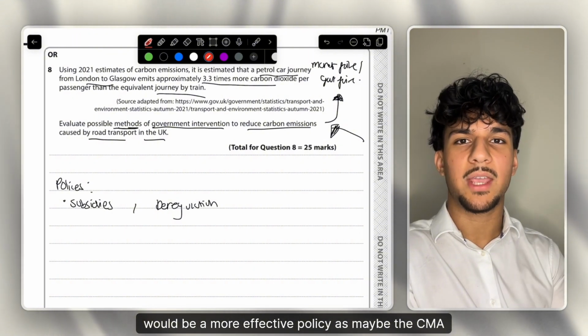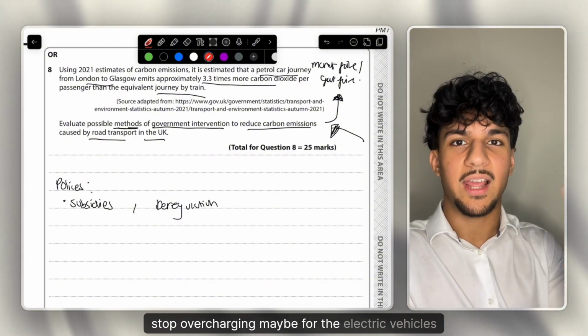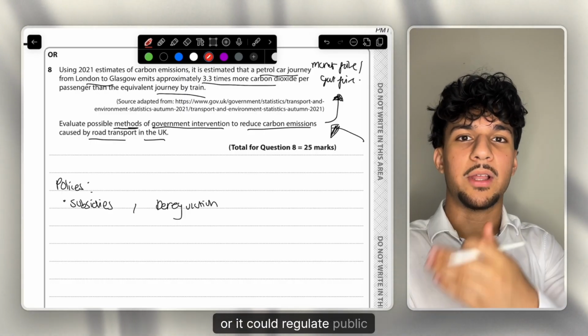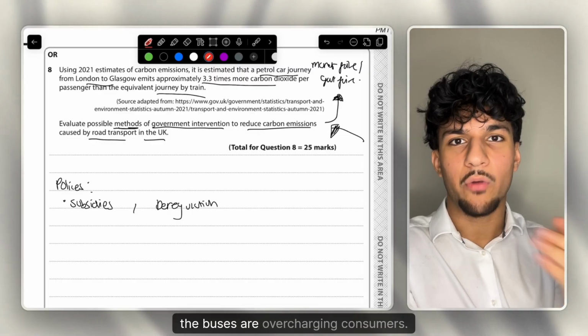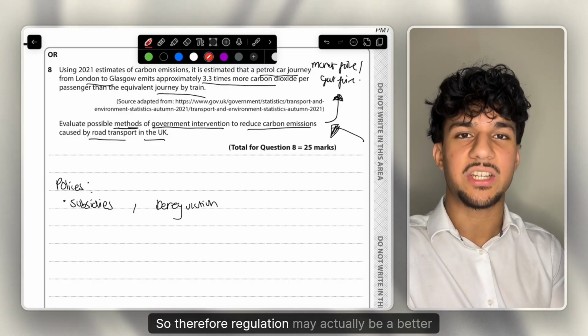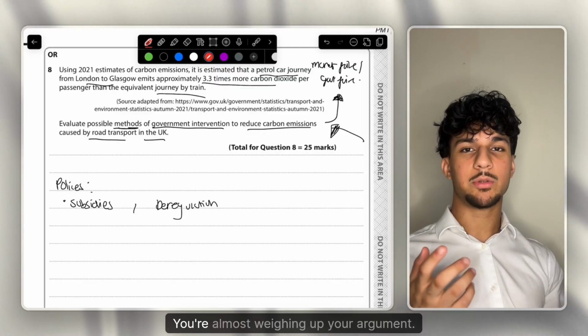policy. As maybe the CMA could regulate these car industry producers to stop overcharging maybe for the electric vehicles, or it could regulate public transport. Maybe the trams, the trains, the buses are overcharging consumers. So therefore regulation may actually be a better policy than deregulation. So in evaluation there, you're almost weighing up your argument.